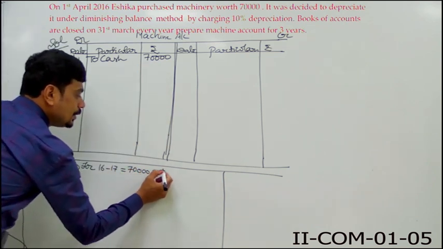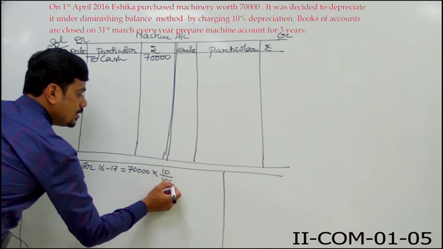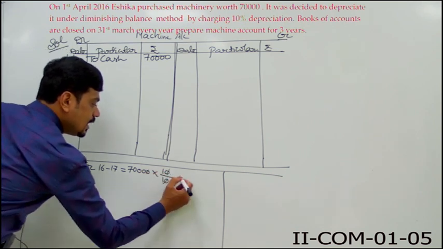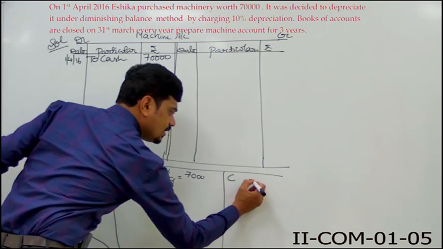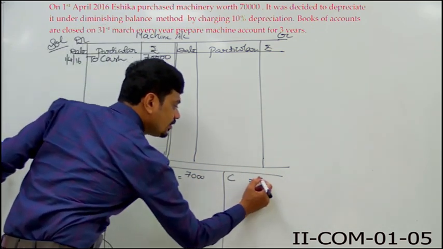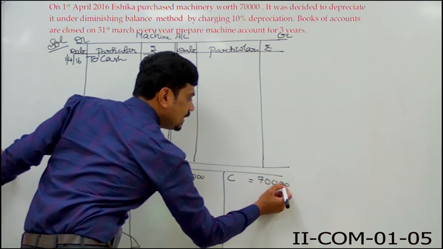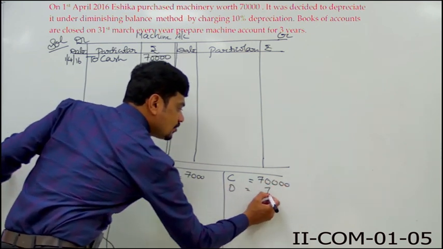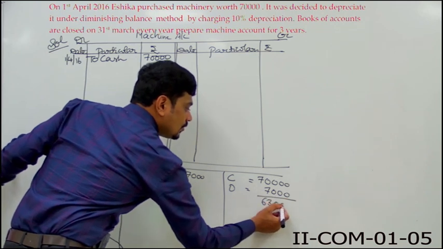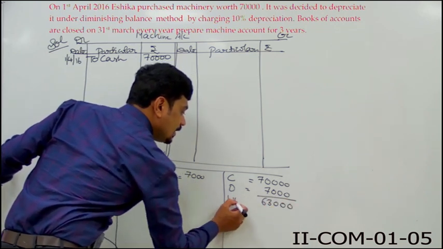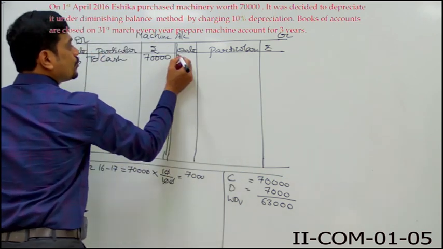70,000 into 10%. 10 by 100 cancelled. I got 7,000. Immediately go to second hand. That is your right hand side. Cost 70,000. Depreciation 7,000. Written down 63,000. Written down value. Come and post.